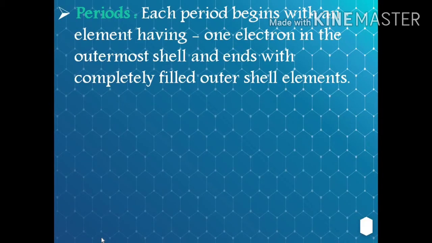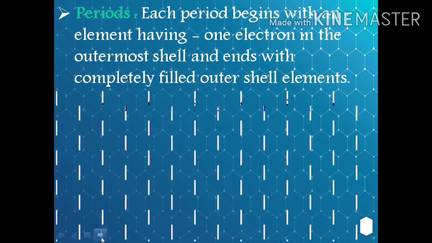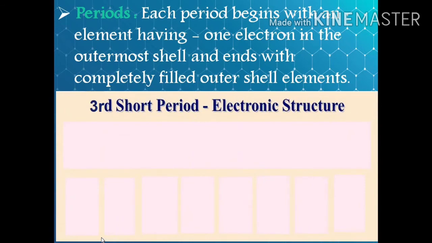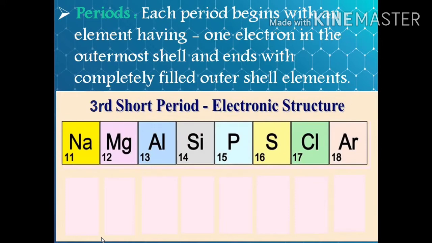Each period begins with an element having one electron in the outermost shell and ends with an element with a completely filled outer shell. To understand this, we will take the example of a period and then learn. We have the third short period. Here in the third period, we have 8 elements. It starts from sodium and ends at argon. Now we know a period is nothing but a horizontal row.